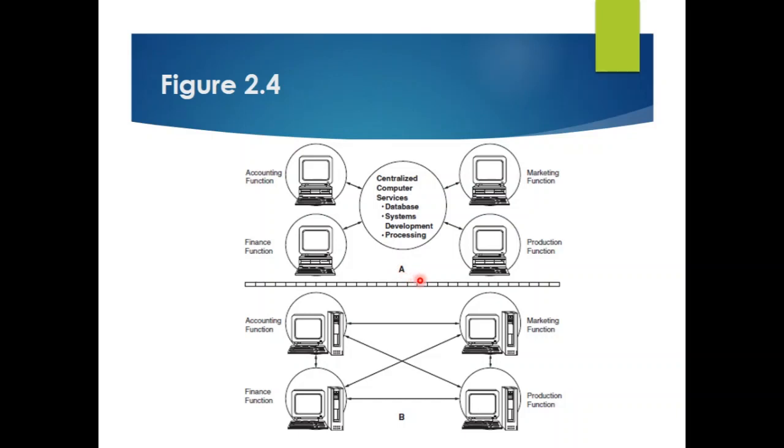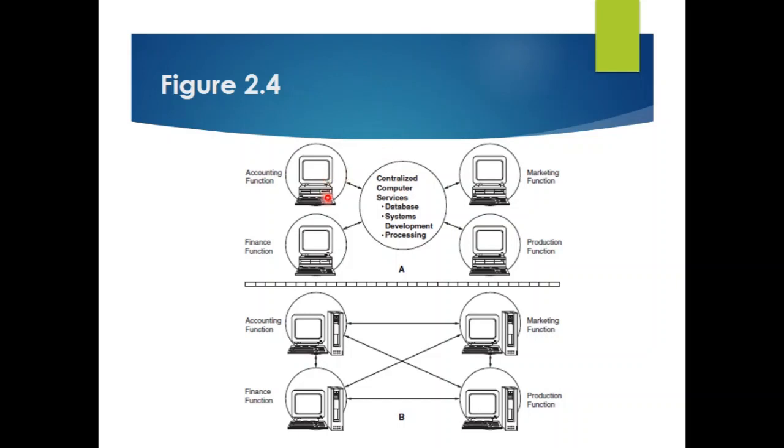You have alternative A and alternative B. Alternative A is actually a variance of the centralized model. As you can see, there's a centralized computer system. The difference is that the terminals or microcomputers are distributed to end users for handling input and output.